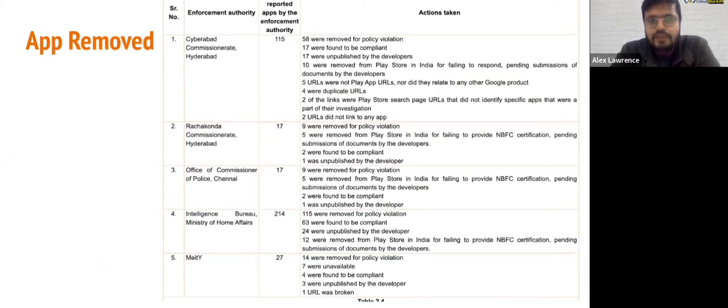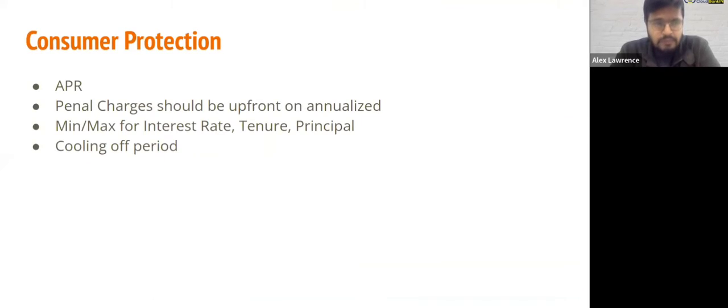This is one example from the report. Actions were taken for different reasons, such as policy violations, invalid URLs, wrong information. There are multiple things listed, and these apps were removed from the Play Store. With respect to the regulations and the tech point of view, we'll cover these two areas more prominently than the last one, which is the regulatory framework. The regulatory framework is more about sending data to the CIC, so we will not cover that. We'll focus more on consumer protection and the technology part.